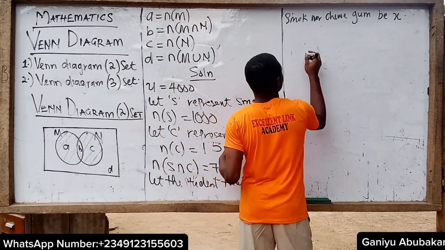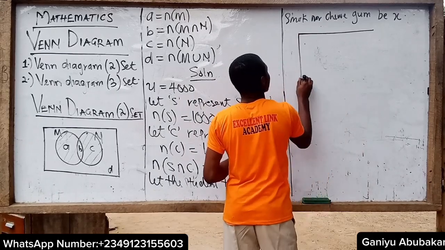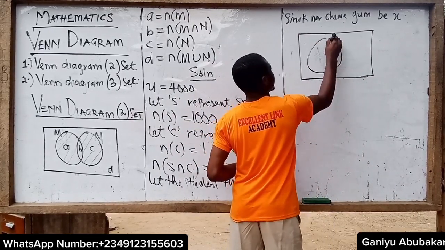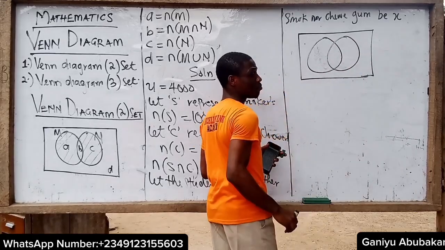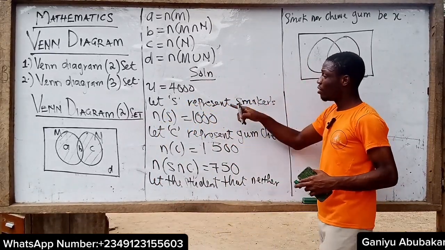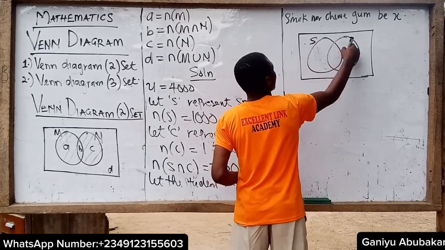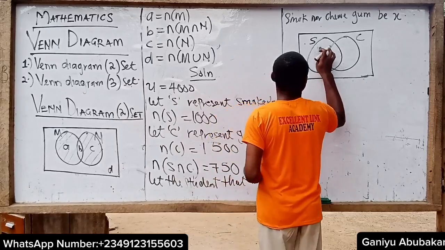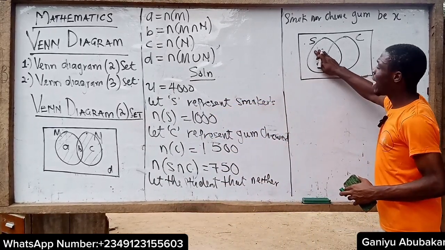For two sets, I have something of this nature: a set here, the other one here. This one is my set S, for smokers. This one is C, for gum chewers. Now, what is here? Here is N of X.